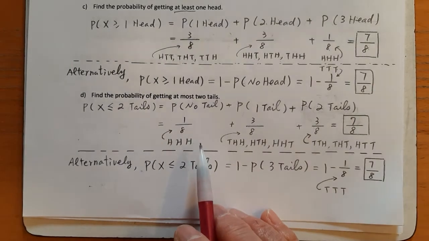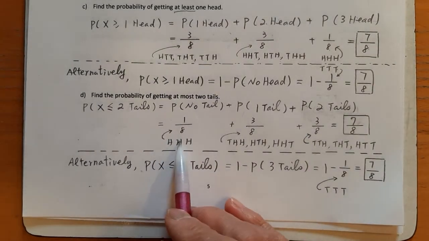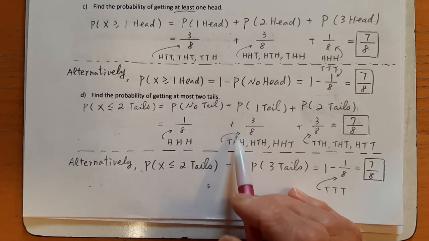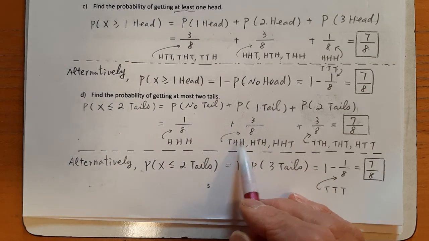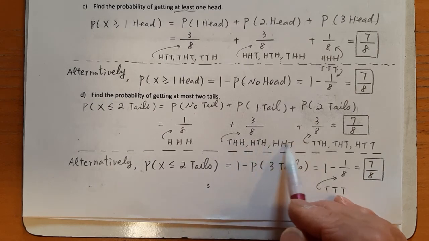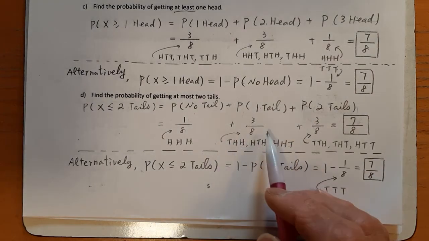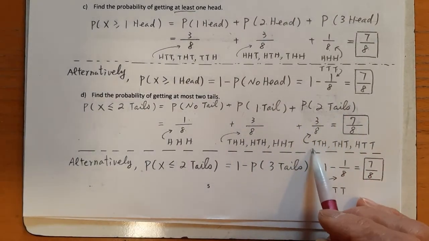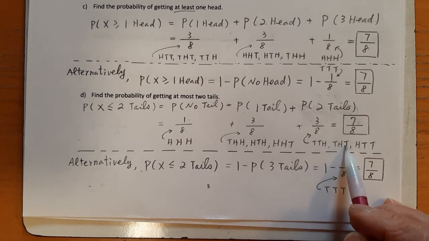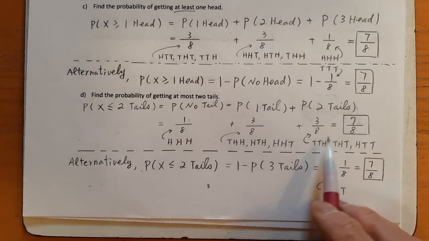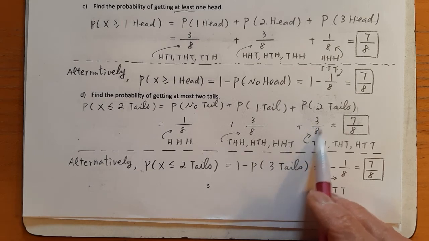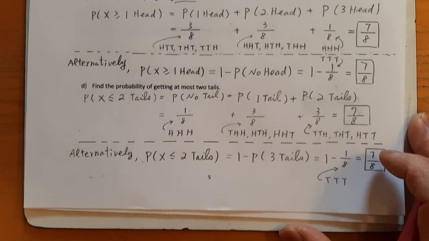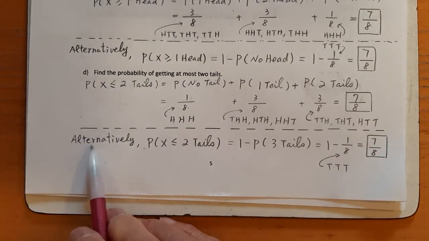No tail means they're all heads. So H, H, H, only one outcome, 1 out of 8. The probability of getting 1 tail, which is tail, H, H; H, tail, H; H, H, tail. Only 1 tail is 3 outcomes, so 3 out of 8. The probability of 2 tails, which is tail, tail, H or tail, H, tail or H, tail, tail. Only 3 outcomes have 2 tails, so 3 out of 8. So you add together, it's 7/8. So there is an alternative way.